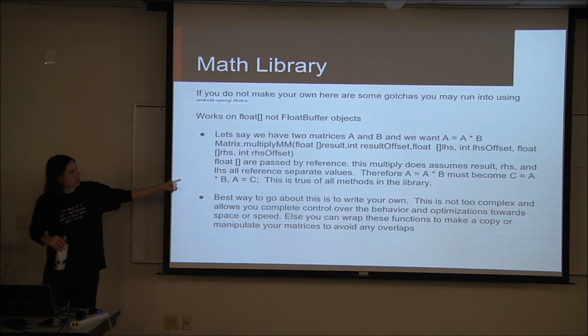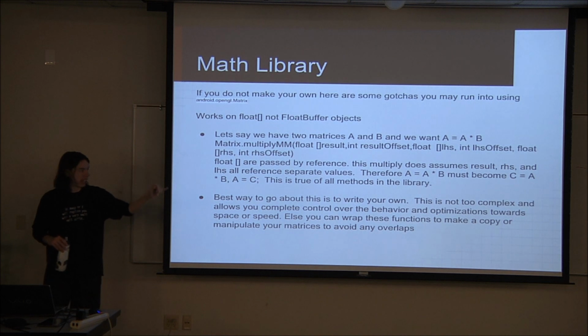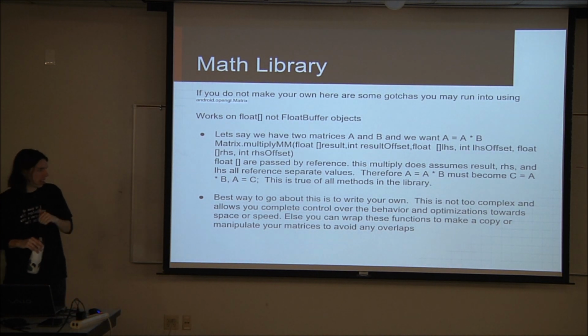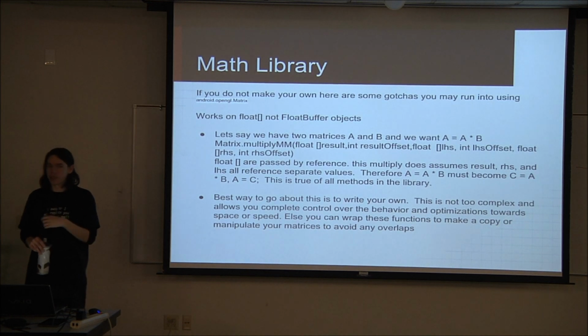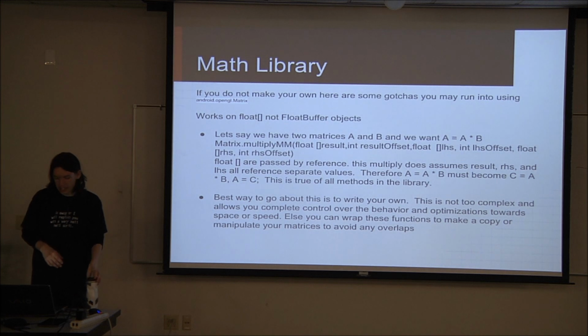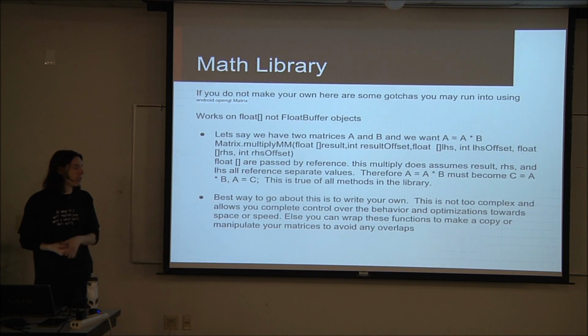So in this case, A equals A cross B has to become C is equal to A times B, and then copy C into A. If you write your own library, you can make these copies yourself. You can wrap up this library to make these copies. And if you make your own library, you just have control over everything, can add whatever features you want, and then reuse it on any project with Android.